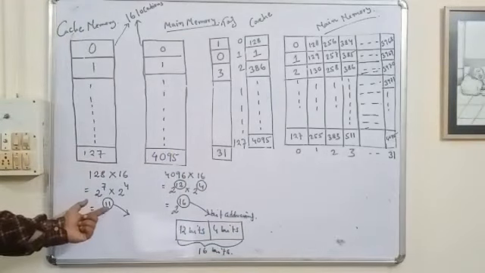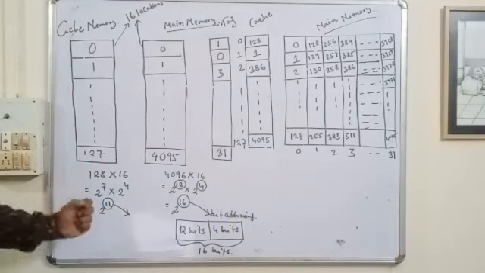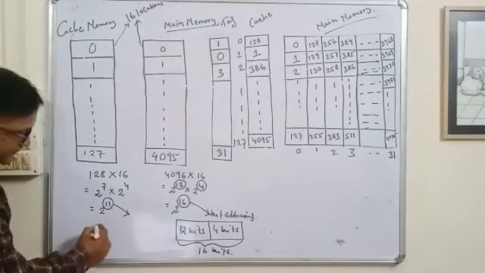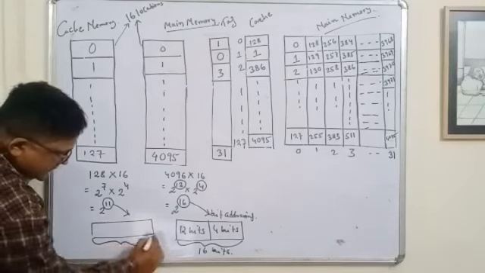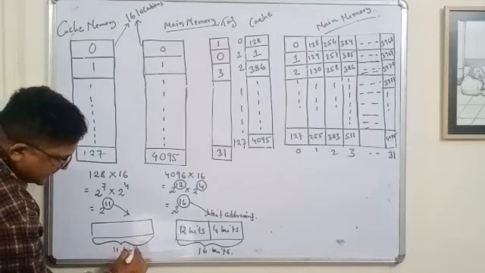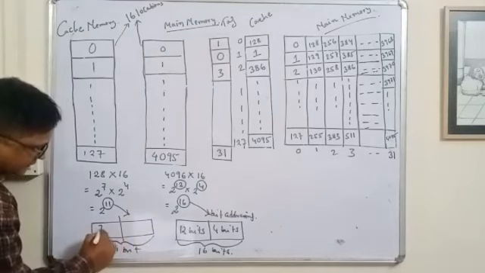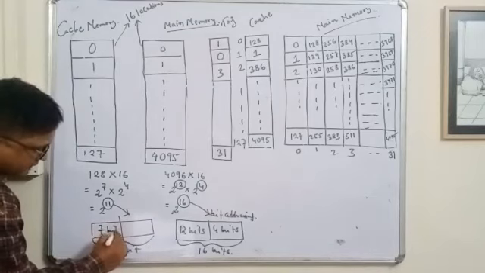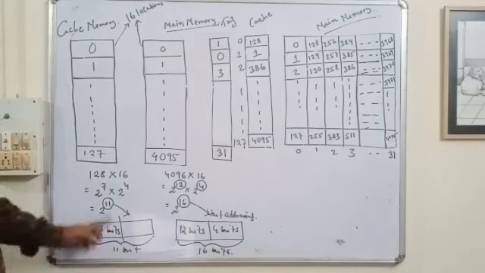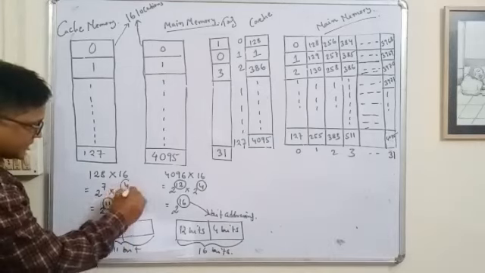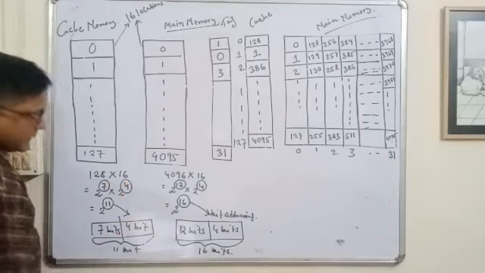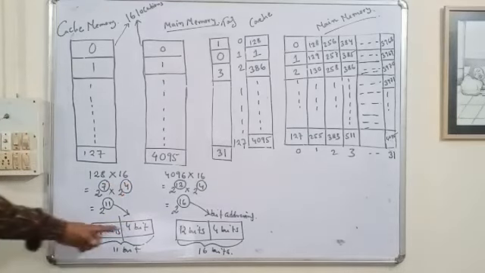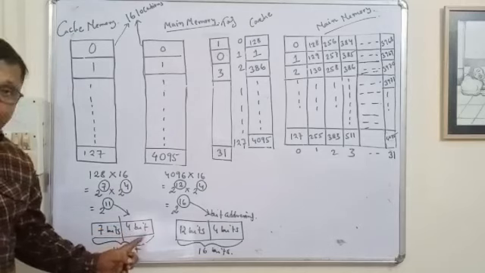So 11 bits are used to address a particular location in a cache frame. Total 11-bit addressing is required in this cache memory, where 7 bits are used to represent the frame number, and 4 bits are used to represent the frame offset.